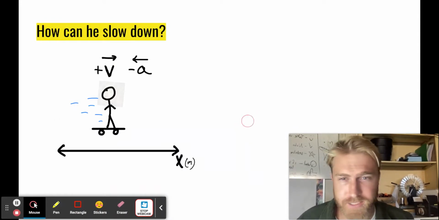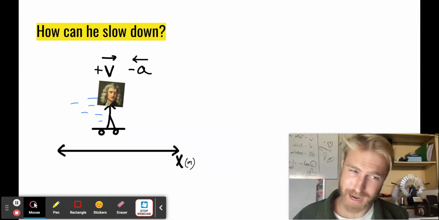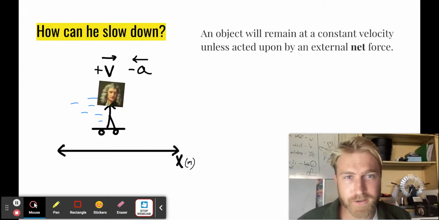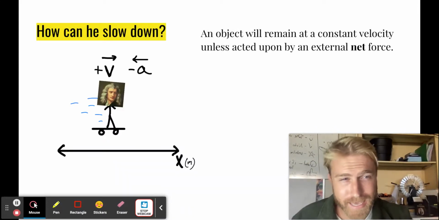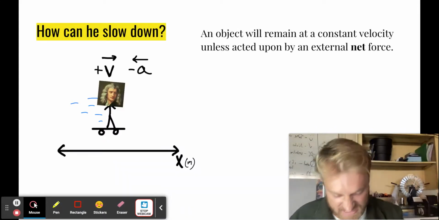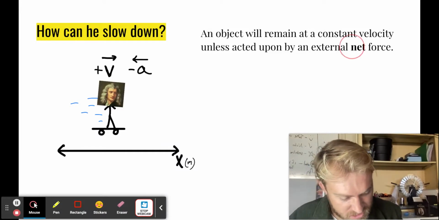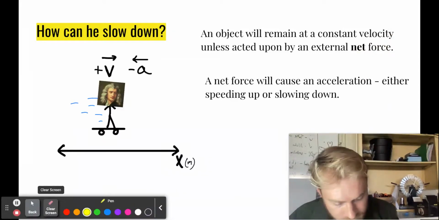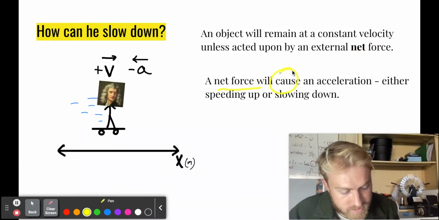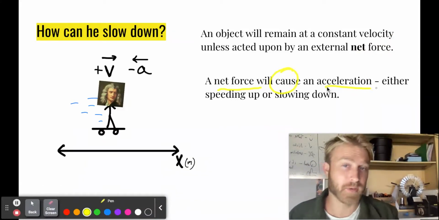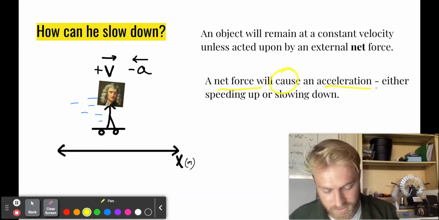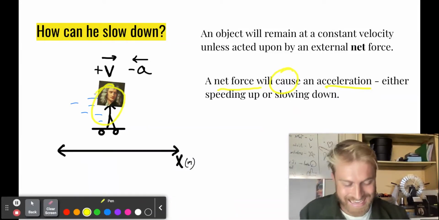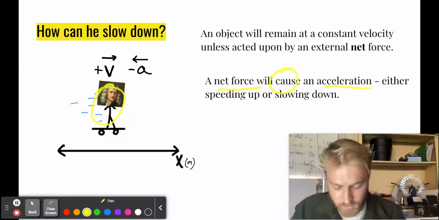So how can he slow down? Well, this is no ordinary skater. It is Sir Isaac Newton. And Newton knows that an object will remain at a constant velocity unless acted upon by an external net force. A net force will cause an acceleration, either speeding up or slowing down. So Sir Isaac Newton, he needs a net external force. What is he going to do?